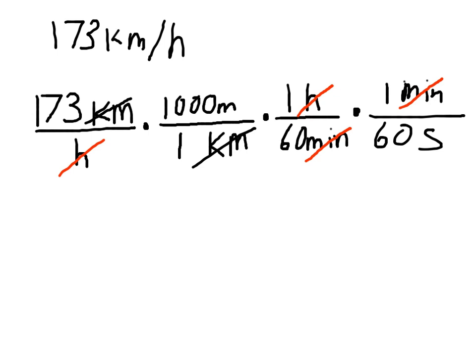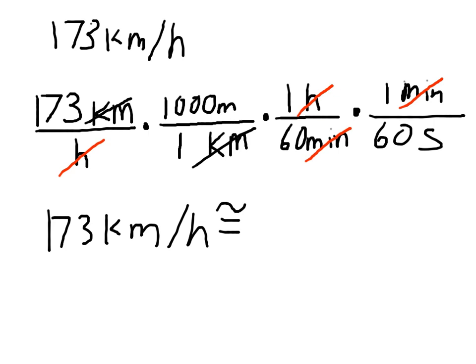So let me grab my calculator. I also need a calculator to do this one. Do not feel bad. Doing that out, I get about 48.1 meters per second, meaning that 173 kilometers per hour is about 48.1 meters per second. The equal sign with the squiggly, the tilde over it, means is about.